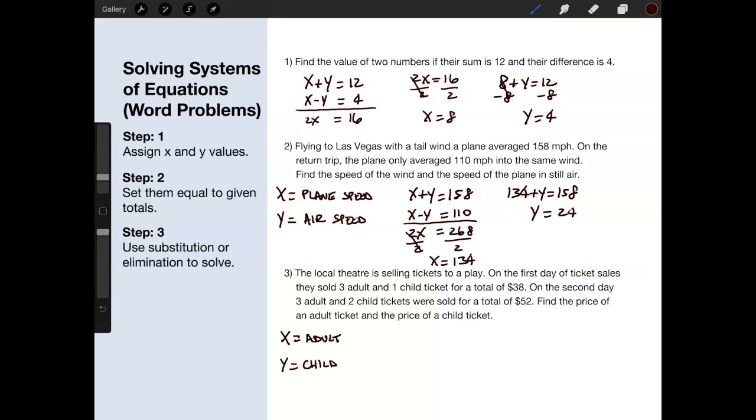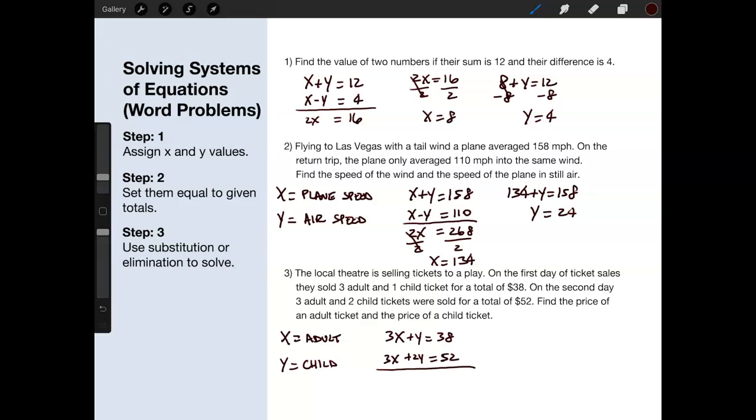On the first day, 3 adult, 3x, plus 1 child, plus y, is they collected $38. On the second day, 3 adult tickets were sold and 2 child tickets were sold for a total of $52. We can use elimination in this system by subtracting the second equation from the first.